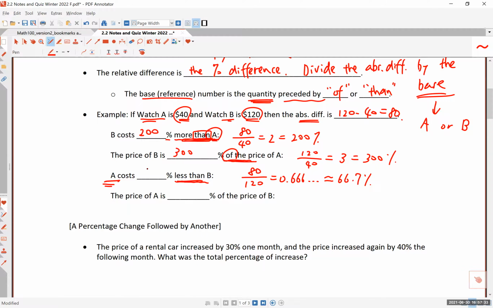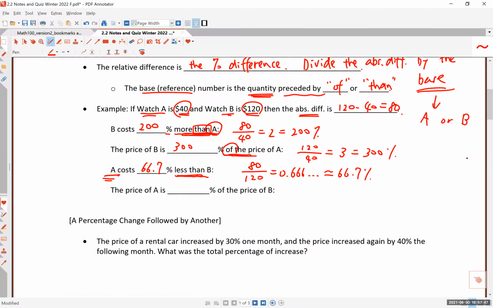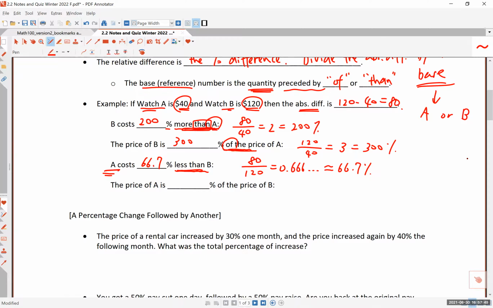So the price of A, or you can say watch A, costs about 66.7% less than B, because the absolute difference of 80 is 66.7% of the price of B, which is $120.